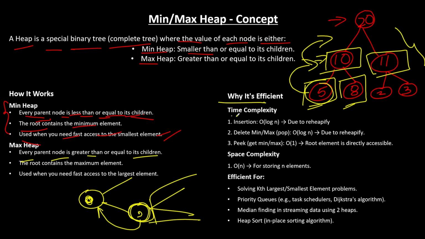Now, why is it efficient, right? According to the time complexity, if you could see, insertion takes O(log n) time, deletion of the minimum or maximum takes O(log n) time, and picking the element takes O(1) time.